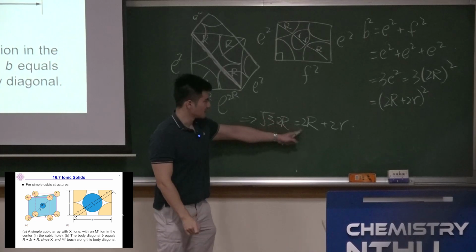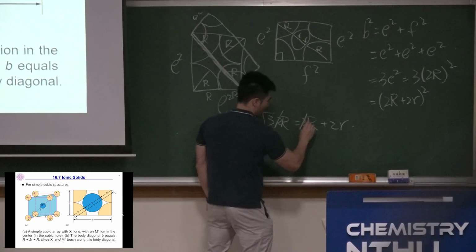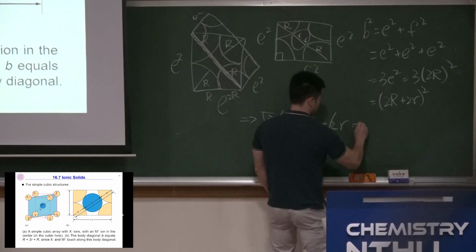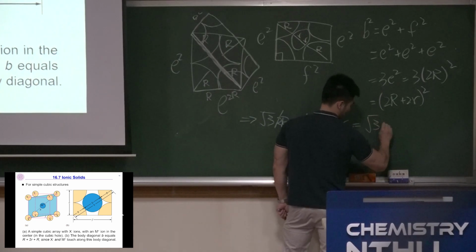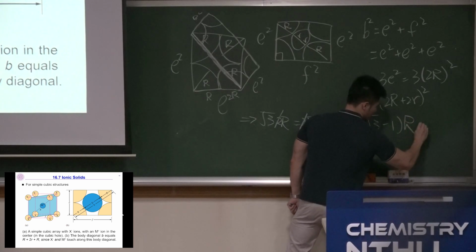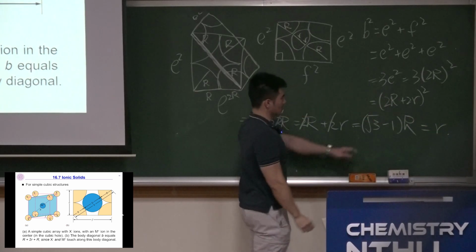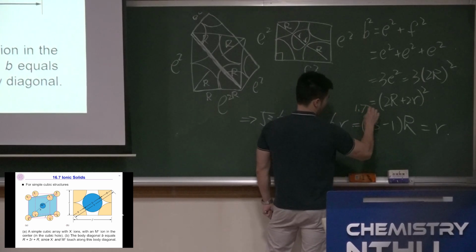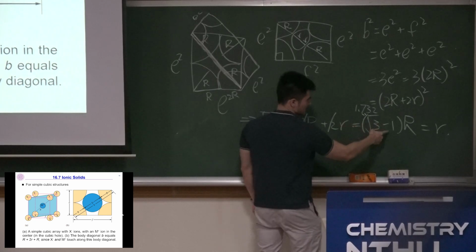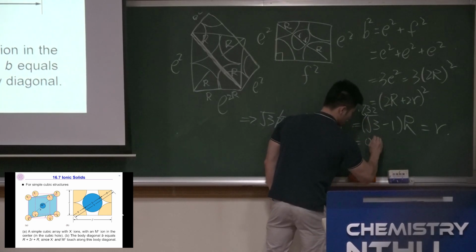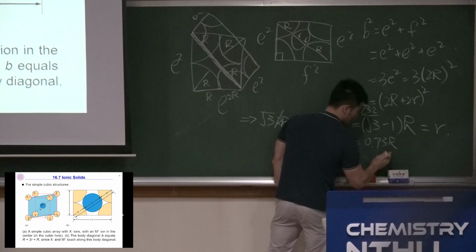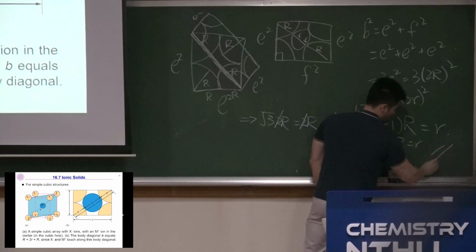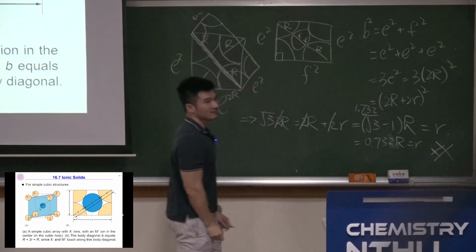Divide. Subtract both sides by R. And the square root of 3 is 1.732, so subtract out 1, so 0.73. And we are done.